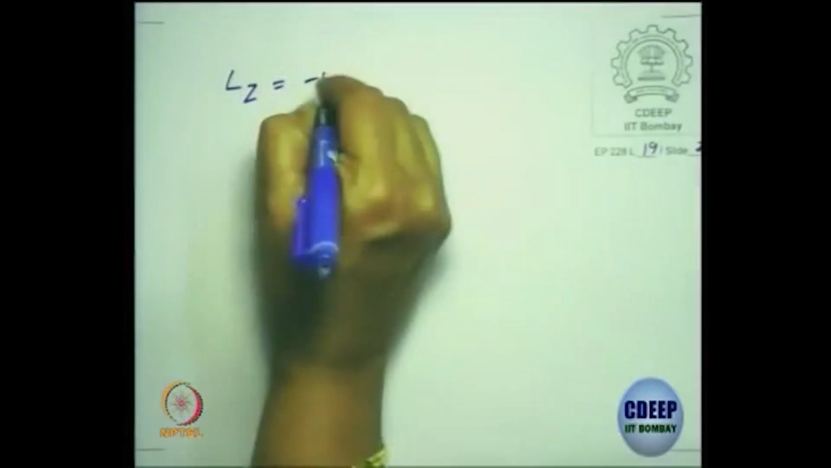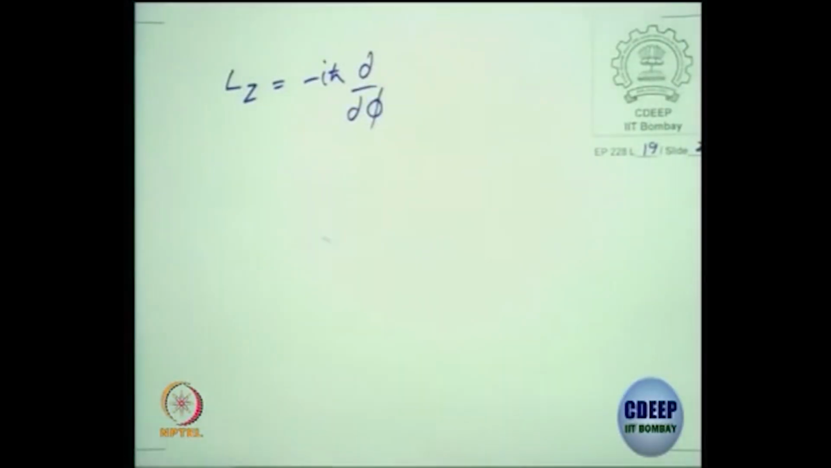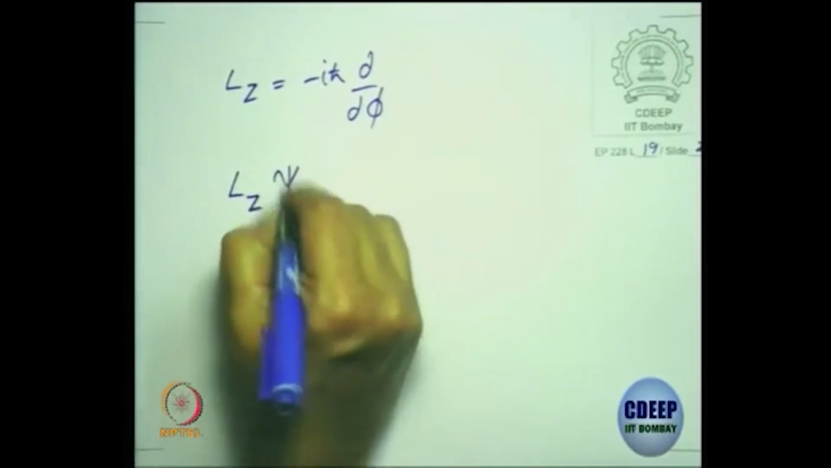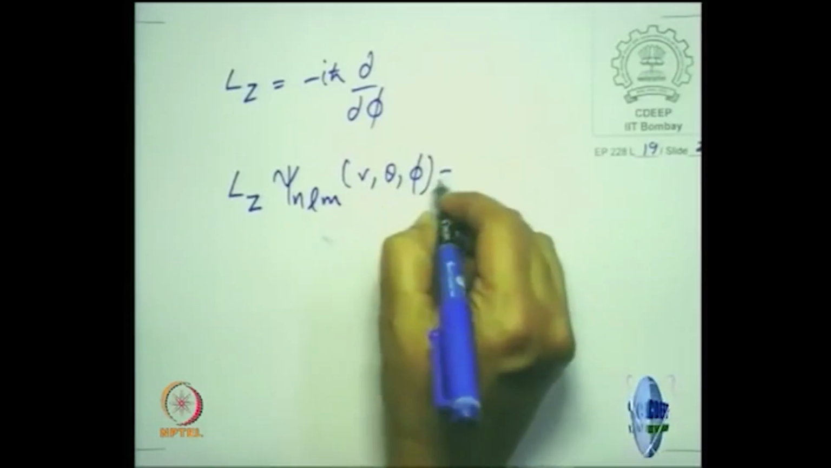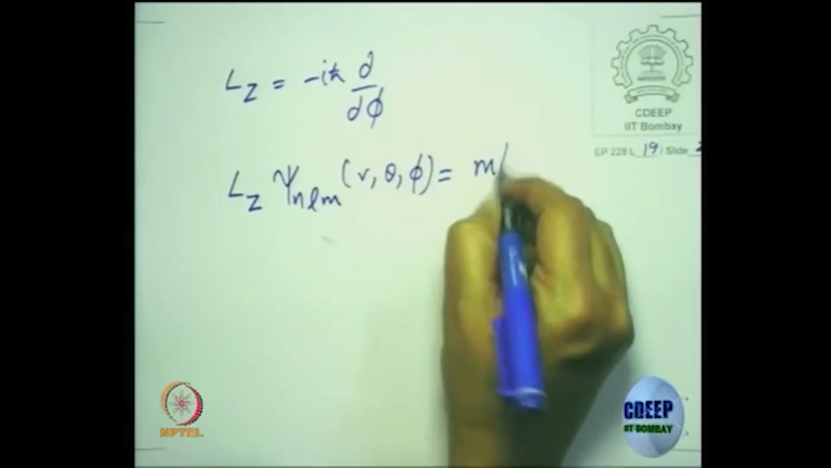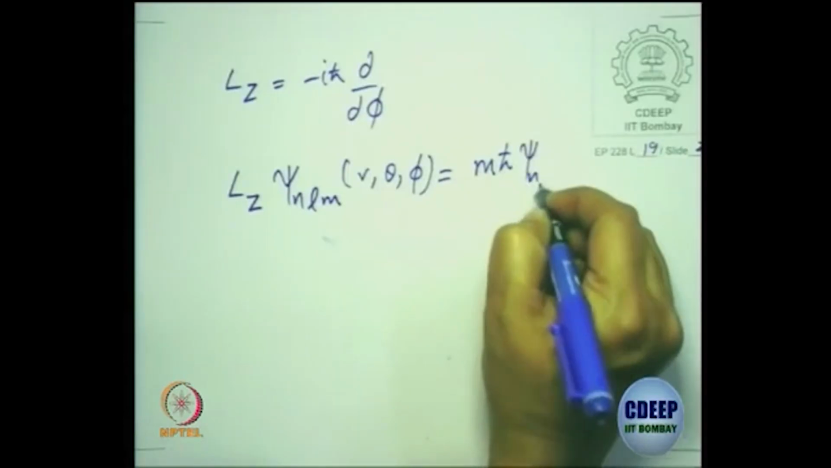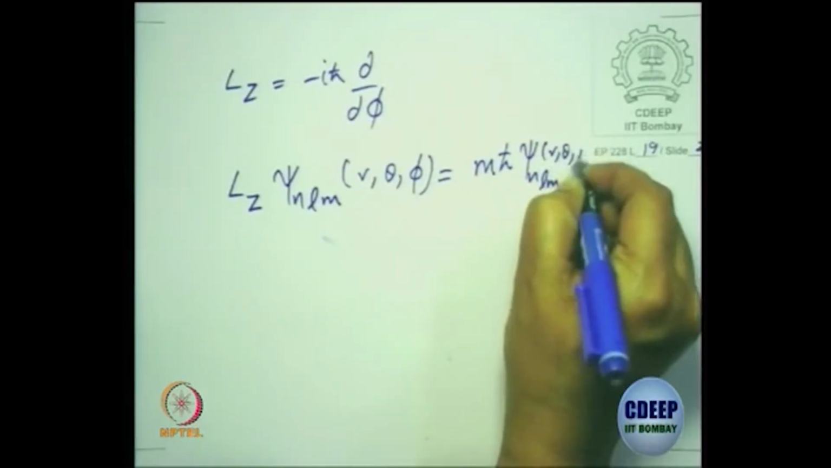with eigenvalue L into L plus 1 h cross squared. And similarly, what happens to LZ? What happens to LZ? Is it an eigenstate? So we saw LZ is minus i h cross del by del phi, and you can write LZ on psi NLM (r, theta, phi) to be M h cross psi NLM (r, theta, phi).